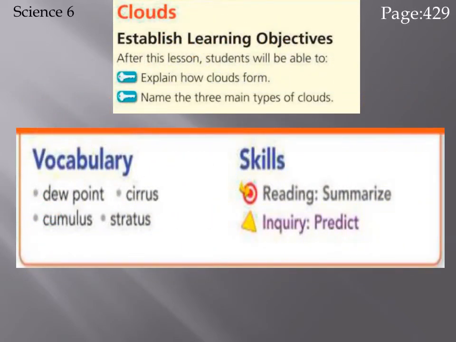Vocabulary words: dew point, cirrus, cumulus, stratus. At the end of this lesson, you will understand all these four words. Okay, next.